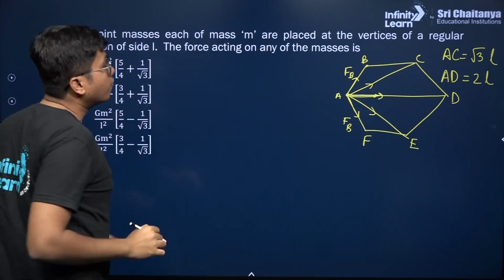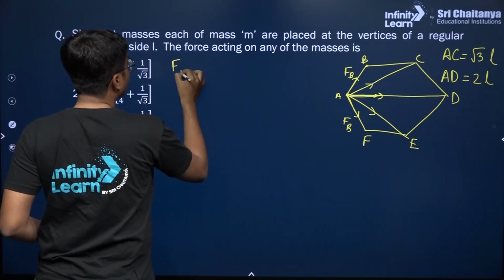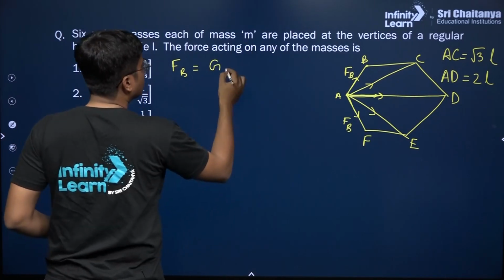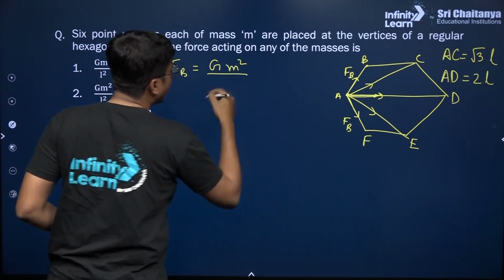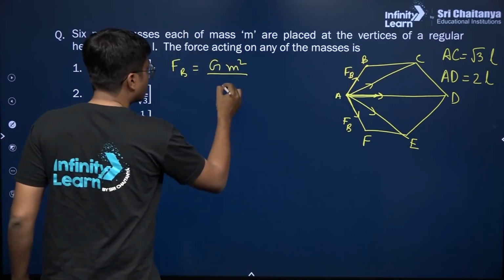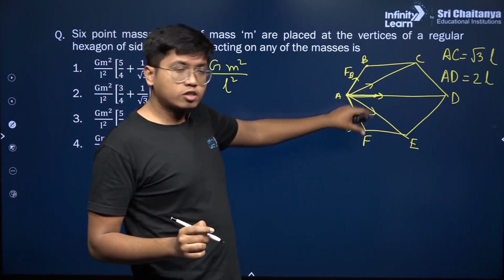So first up, for FB we know FB is going to be equal to G into M if the masses are M, Gm square divided by R square. R would be just the length, right? So Gm square by L square, that is my FB. Let's find out what the resultant is going to be.